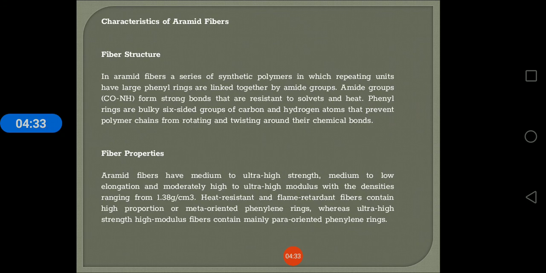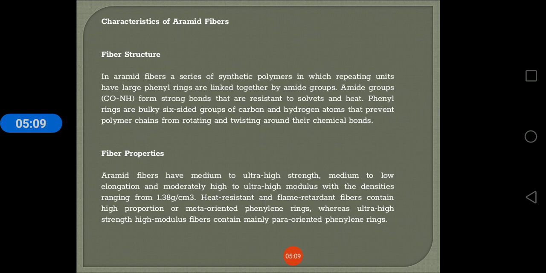Characteristics of aramid fibers. Fiber structure. In aramid fibers, a series of synthetic polymers in which repeating units have large phenyl rings are linked together by amide groups. Amide groups form strong bonds that are resistant to solvents and heat. Phenyl rings are bulky six-sided groups of carbon and hydrogen atoms that prevent polymer chains from rotating and twisting around their chemical bonds.